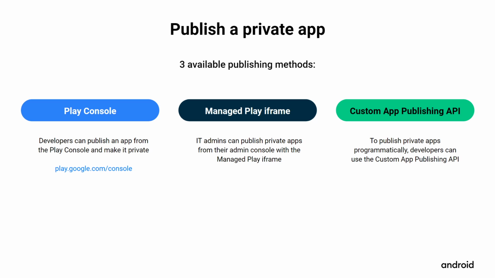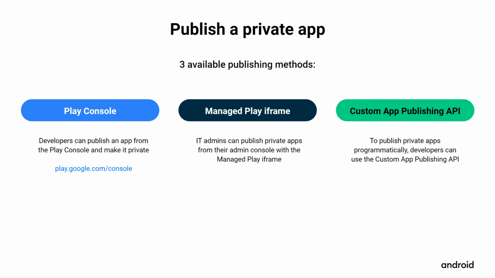There's just one caveat: as of today, if you publish a private app through the Play console, you still need to comply with the full set of policies, but we're changing that later this year, so this will match the iframe and the API. We will also enable transfers between methods, so if you publish an app from the iframe, for example, we'll be able to transfer it to a developer account that you're using in the Play console. So you will not be stuck with your initial choice of method.